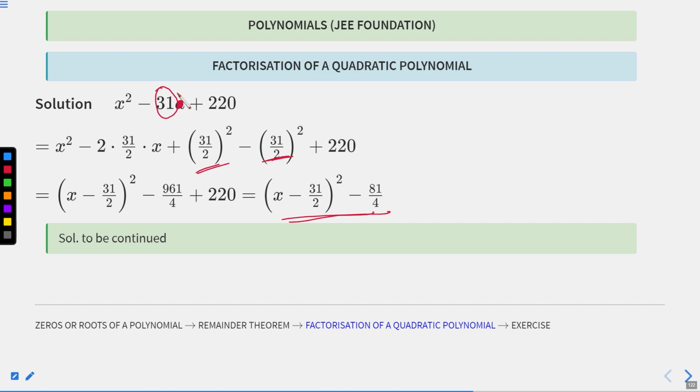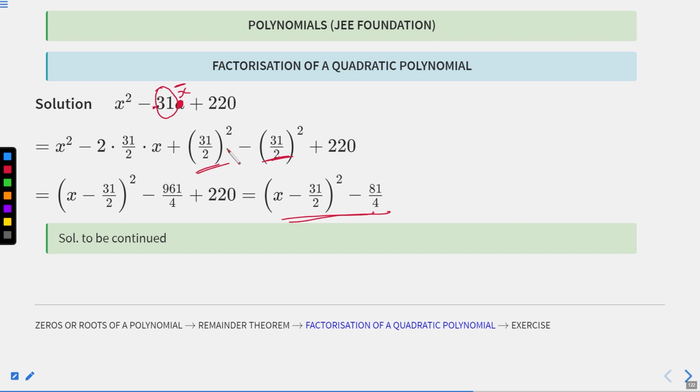So here it will be x. Every time just take half of the coefficient of x and add and subtract it, and make x minus half of the coefficient whole square. If suppose the question was like this, then we will use the plus symbol here, but in this case the question asked for the negative sign, so we use the negative sign. So the sign here depends on the sign of the coefficient of x. I hope this is clear.